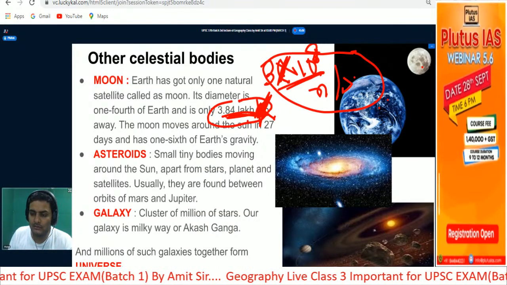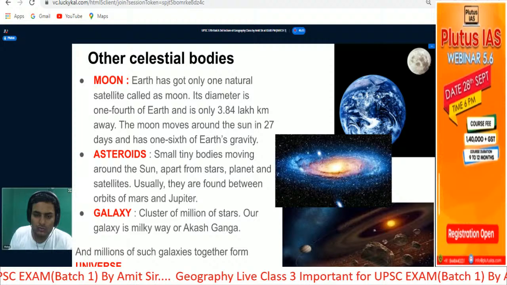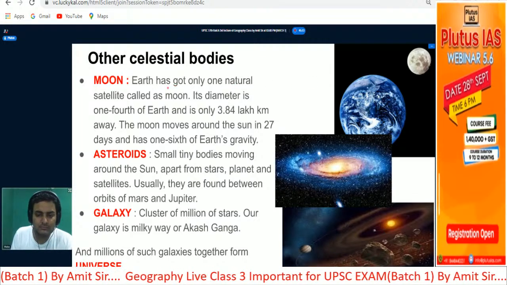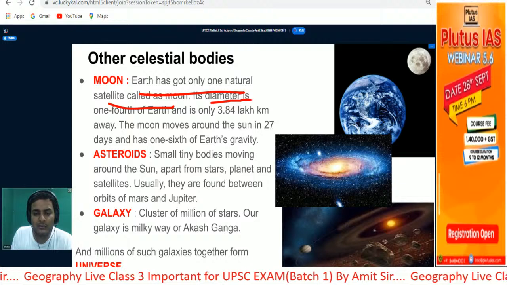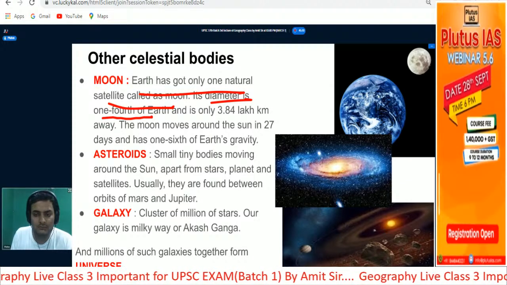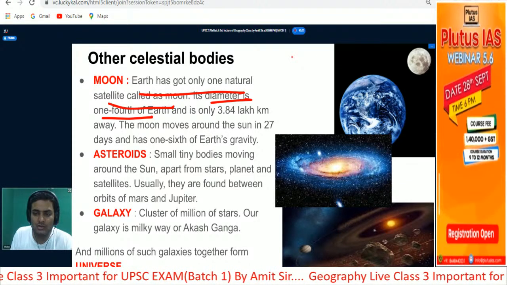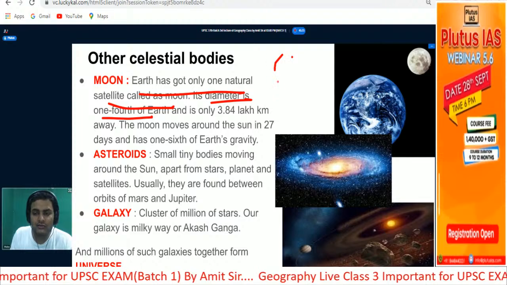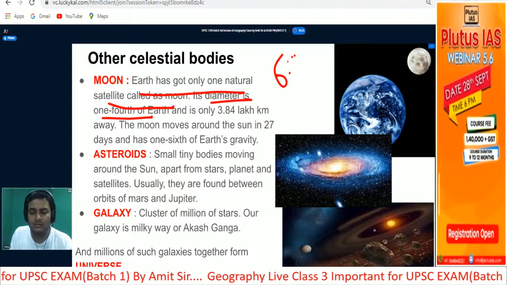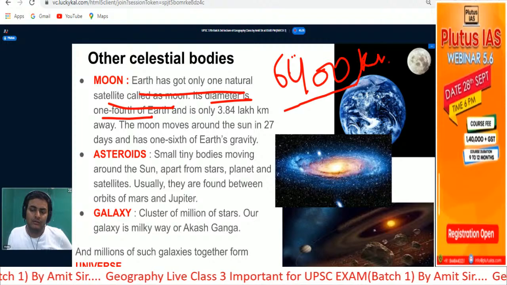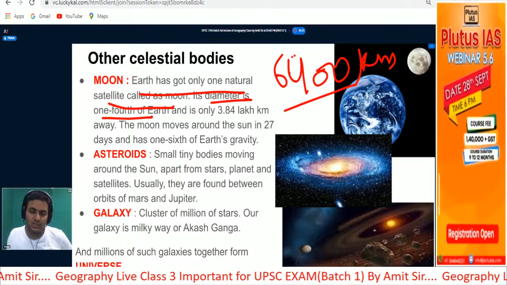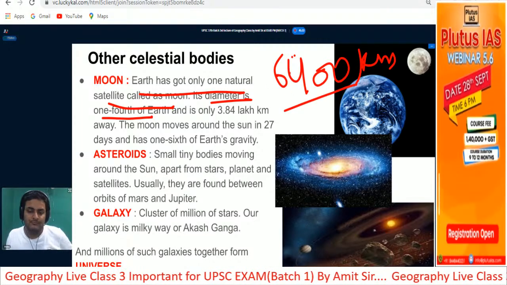3.84 lakh kilometers. So moon is a natural satellite of Earth. Earth has got only one natural satellite called moon. Its diameter is 1/4 of Earth. You know the diameter of Earth? The radius of Earth is 6,400 kilometer. So diameter is double of it, 12,800 kilometer.